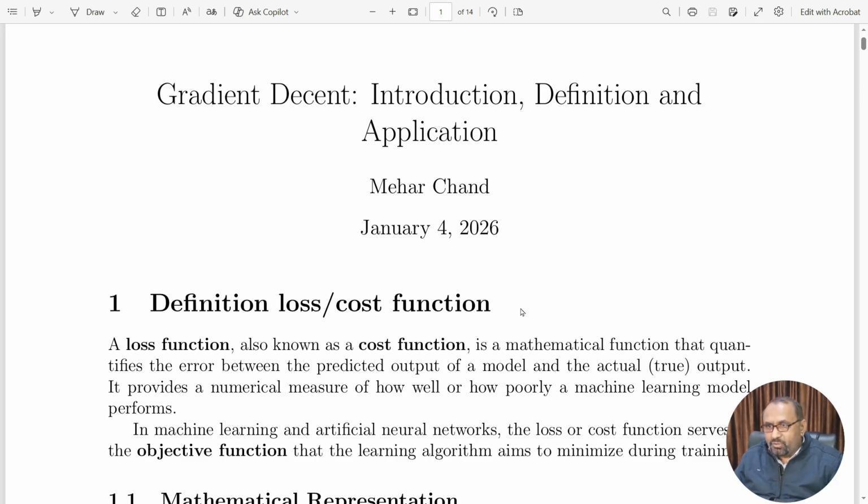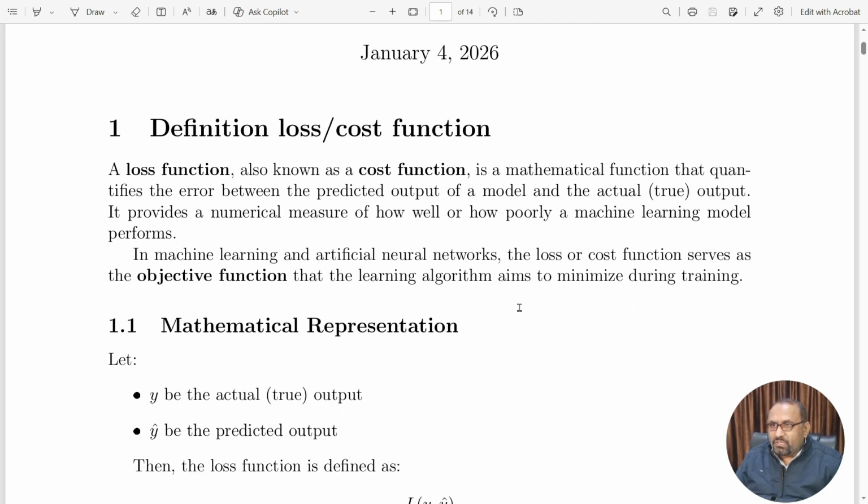So here you can see we have the definition of a loss and cost function. A loss function, also known as the cost function, is a mathematical function that quantifies the error between the predicted output of a model and the actual output. It provides a numerical measure of how well a machine learning model performs. In machine learning and artificial neural networks, the loss or cost function serves as the objective function.